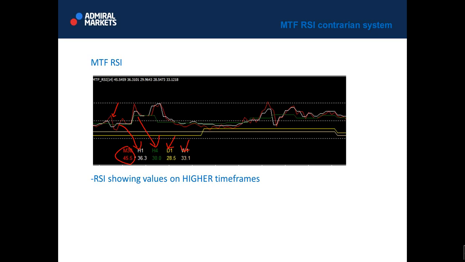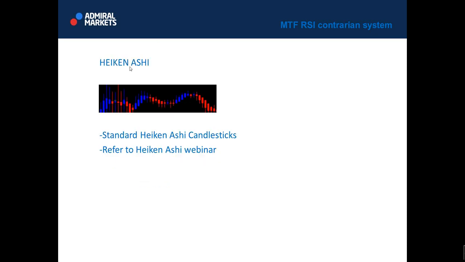Now this is the RSI plotted on the lower window of the system, but it shows you 5 different time frames. So RSI is showing you values on higher time frames. Okay? And Heikin-Ashi candlesticks. Also, you know about standard Heikin-Ashi candlesticks because we did a webinar a while ago, and if you want to know a little bit more about Heikin-Ashi, you can refer to the Heikin-Ashi webinar.